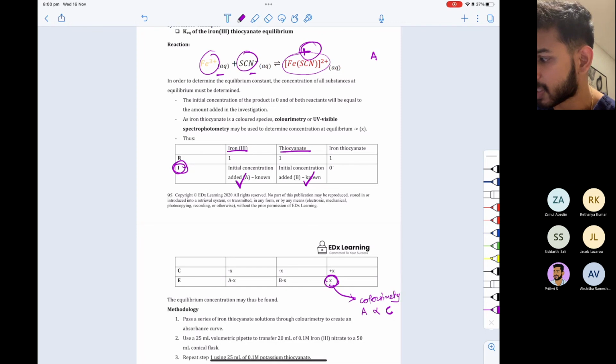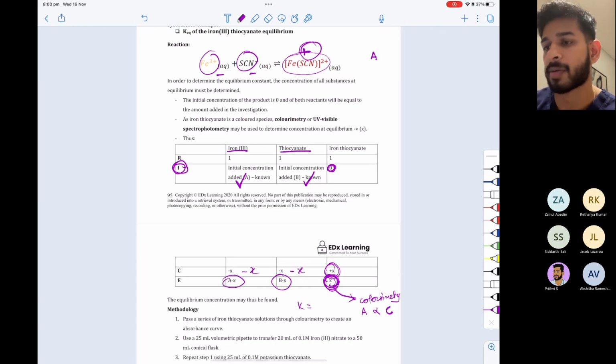We know at time equals 0, there's 0 iron thiocyanate. So we can say the change in concentration of iron thiocyanate is just its equilibrium concentration X. And we subtract X from everything else, and now you've got all the equilibrium concentrations, you sub it into K. This is very high yield.